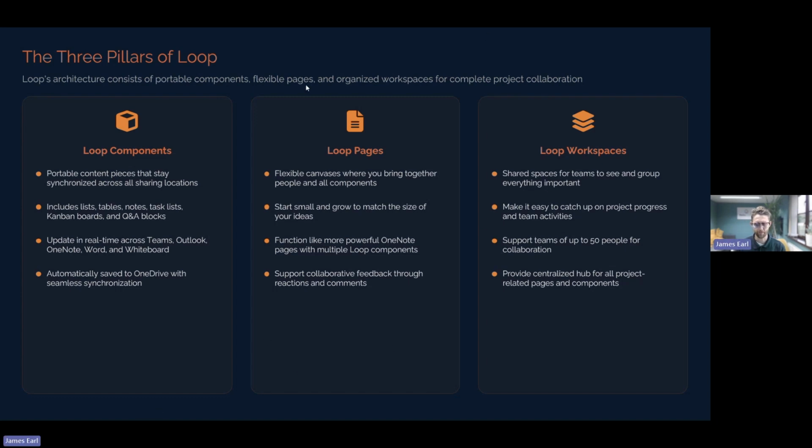Then we have the pages. Loop pages are essentially an infinite canvas, and they're made up of a collection of components. You can have a wide variety of those on a single page, and it's a single storage space for all of those. And then we have the workspaces again, which combine all of the different pages together. We'll look at some examples in the demo shortly of how those three things all work together, and you'll get a better understanding of it.